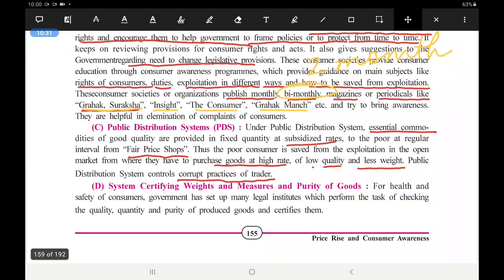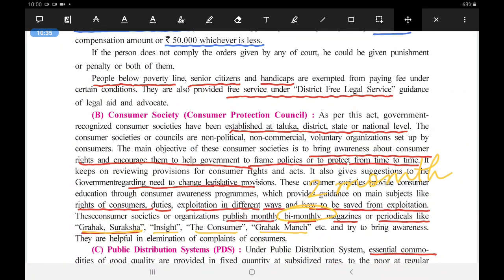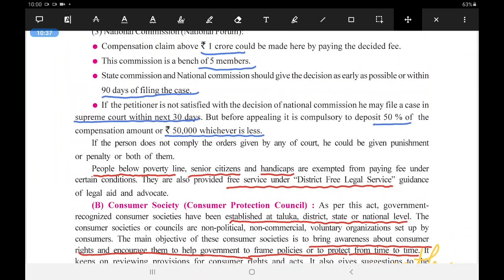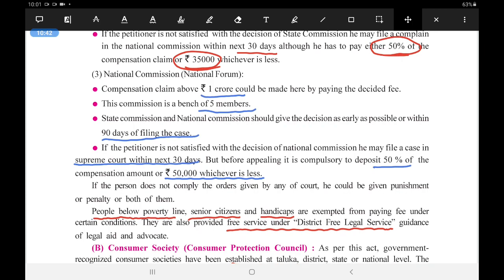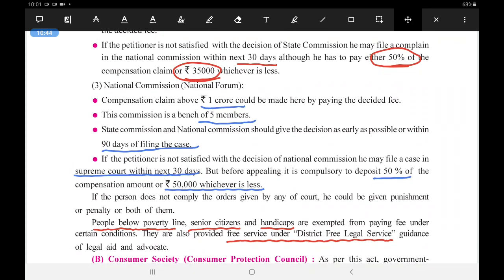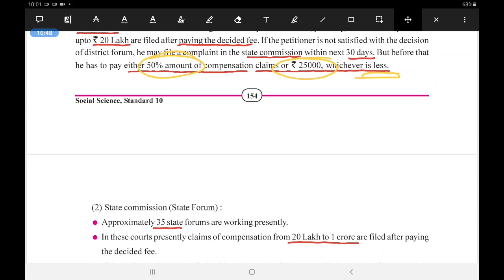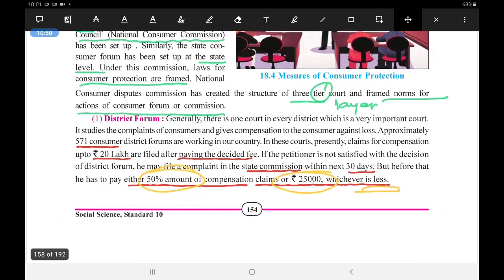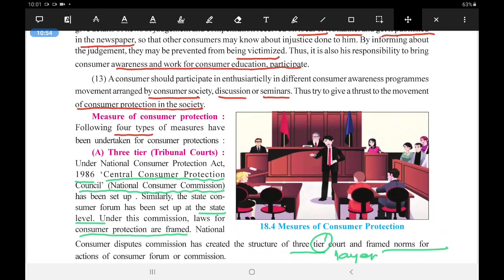But ultimately, it depends on the consumer. If the consumer is alert, educated, and most importantly, aware, then he can always be safe. He cannot be cheated by the traders. So with this, we complete our chapter. Hope you have understood it.